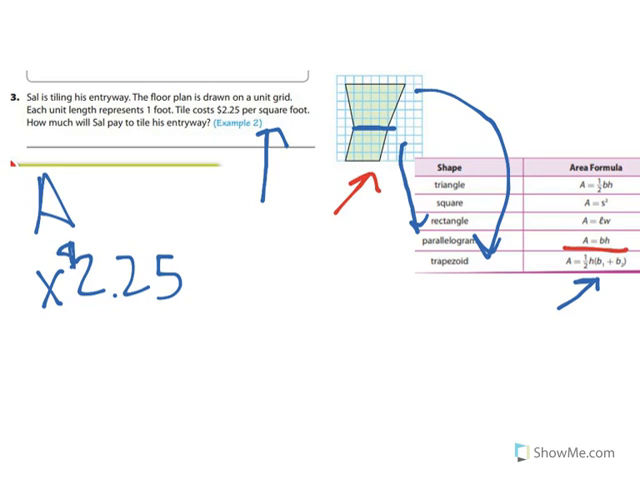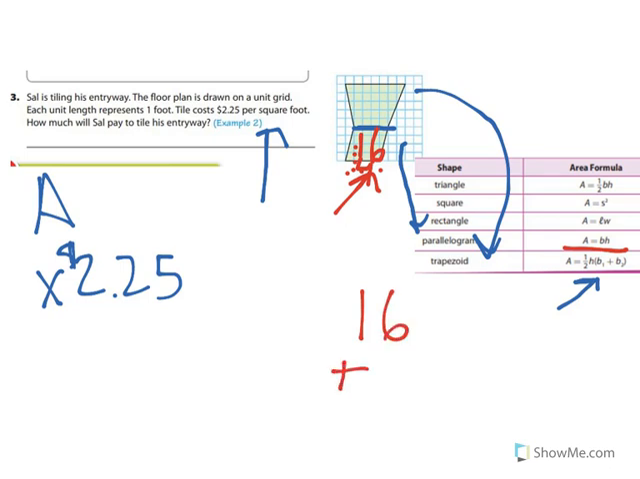Parallelogram, area equals base times height. What is my base? 1, 2, 3, 4. What is my height? Goes up 1, 2, 3, 4. So that would be 16 units inside of there. All right, so that's our first shape, and now we're going to use our trapezoid formula to find our other one.